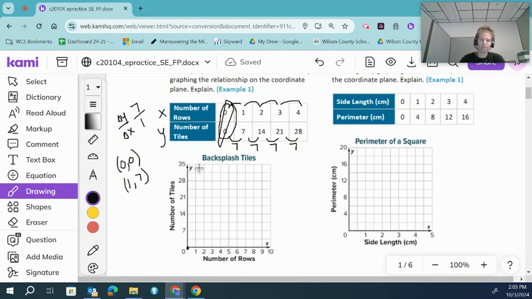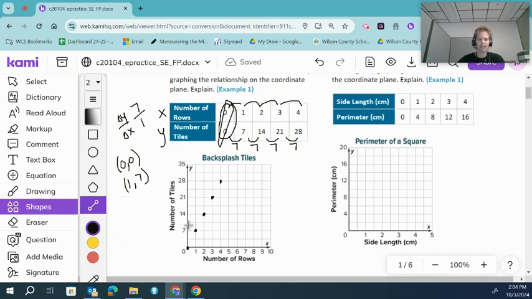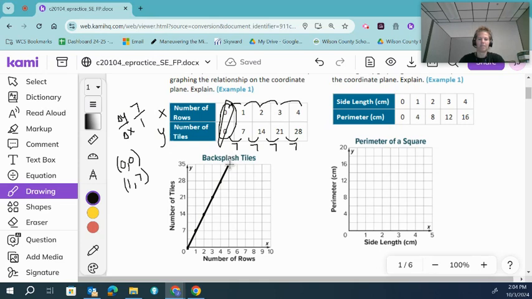0, 0. Okay, 1, 7 is 1 on your x, 7 on your y-axis. Okay, 2, 14 is 2, then 14, 3, then 21, 4, and then 28. And we plotted points at each of those places. Then we are going to get a line here, and we are going to graph it like this. Okay, and that line is going to continue in that direction.